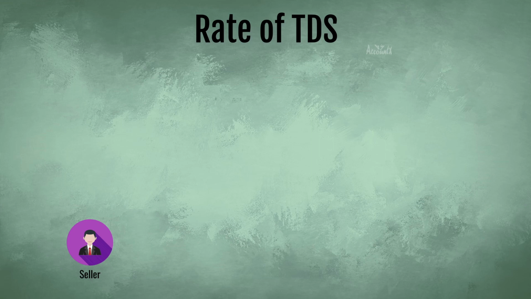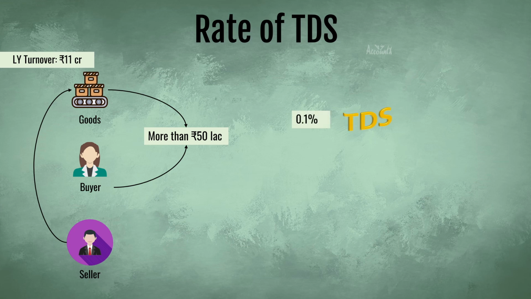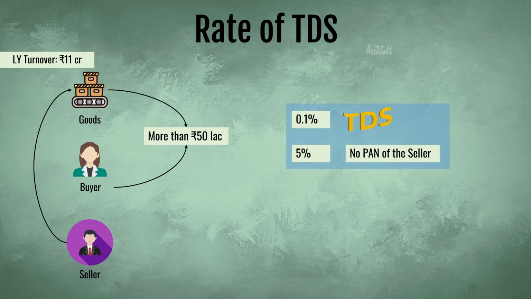For this, let's consider a scenario. Let's say here is a seller supplying goods to another person called the buyer. Let's say the turnover of the buyer for the last financial year is 11 crore. Now, if the value of the goods purchased is more than 50 lakh, then the buyer is required to deduct TDS at 0.1%. But if the seller has not provided the PAN, then this rate of TDS is going to go up to 5%. And this 0.1% or 5% TDS is applicable on the value exceeding 50 lakh.